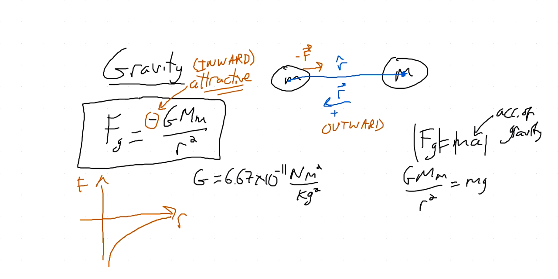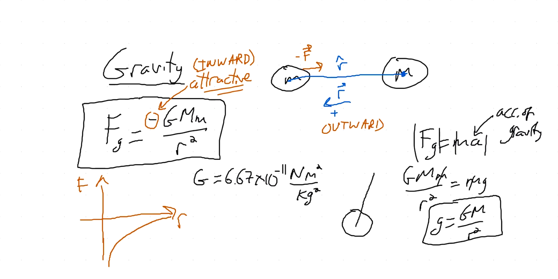We can cancel that. We did this in class, and we get GM over r squared is the acceleration, which doesn't depend on the mass that's falling. It just depends on the distance away. So if this is r away from a big mass M, the little mass will fall at an acceleration of g, which now depends on the inverse of r squared.